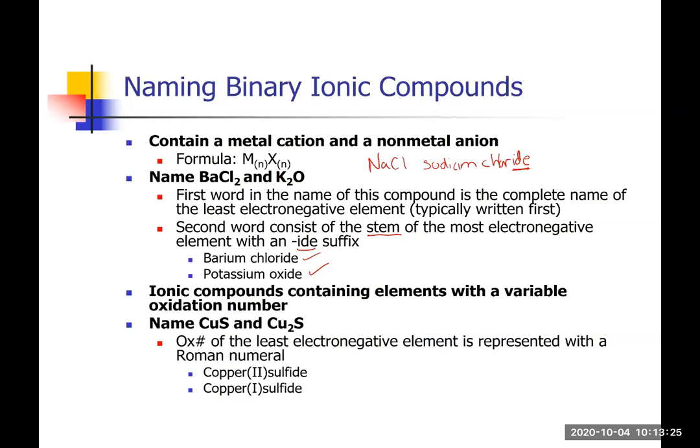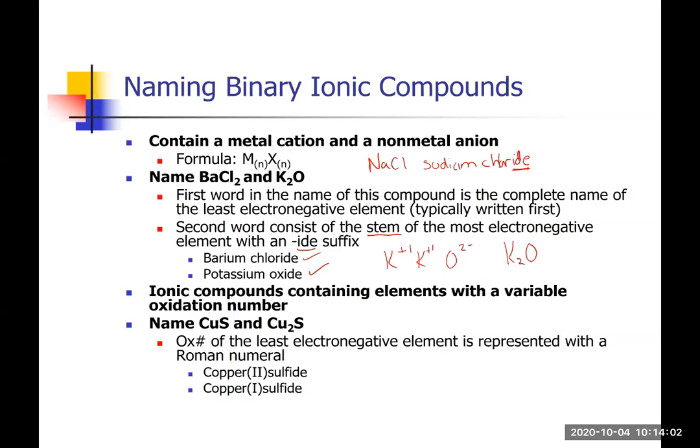Now, suppose we're given the name potassium oxide and we want to write the chemical formula. Well, we know that we have potassium with an oxidation state of +1, and we know that oxygen has an oxidation state of 2-. So it's going to take 2 potassiums with a +1 so that we have a total of +2 to neutralize that -2 on the oxygen. And that's why we write this compound K2O.